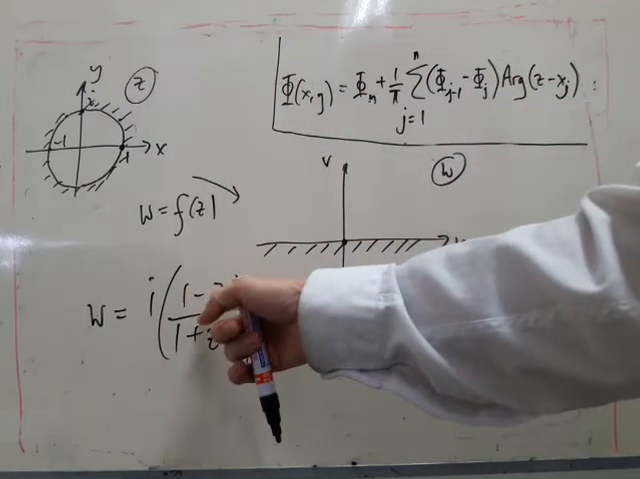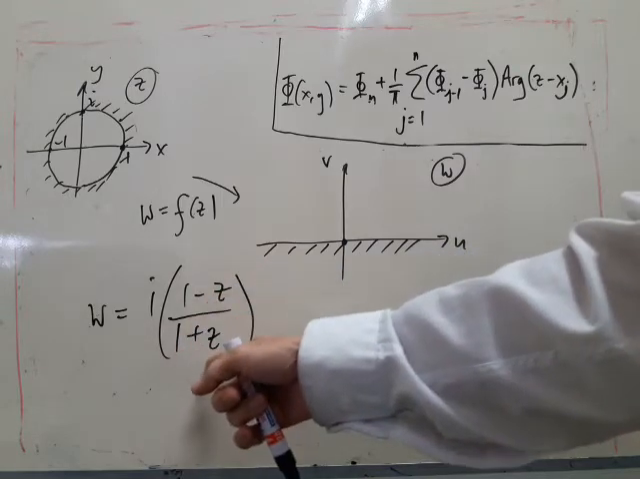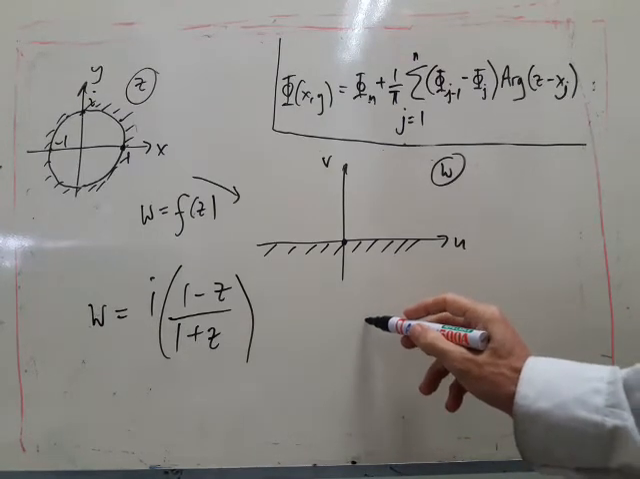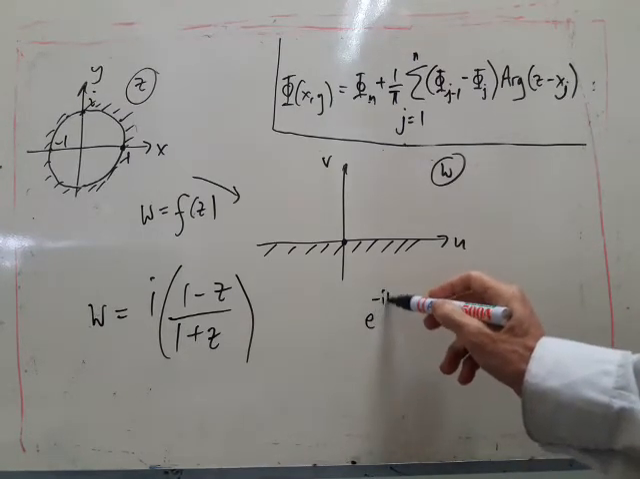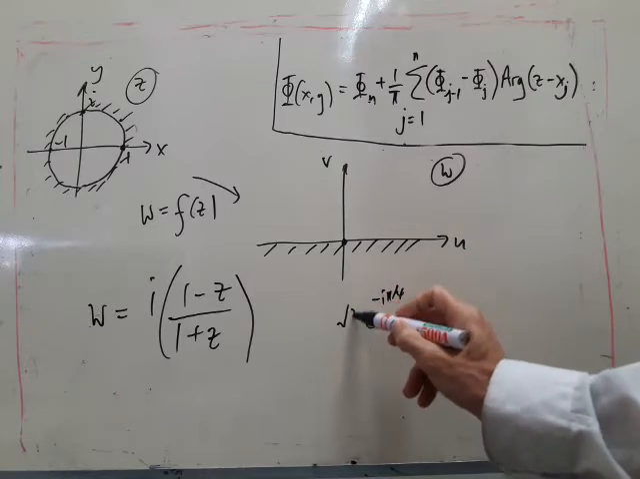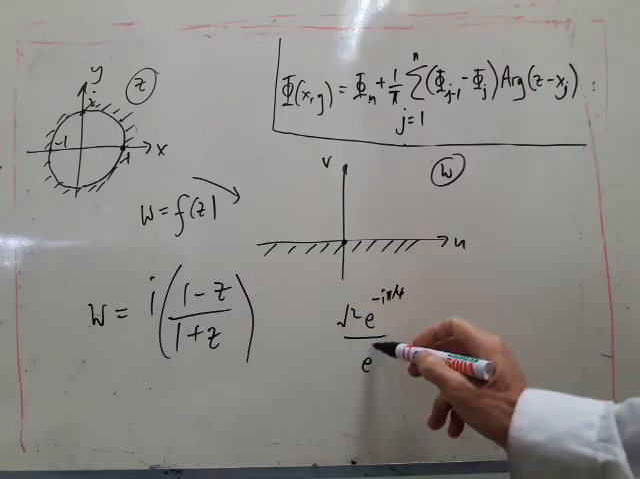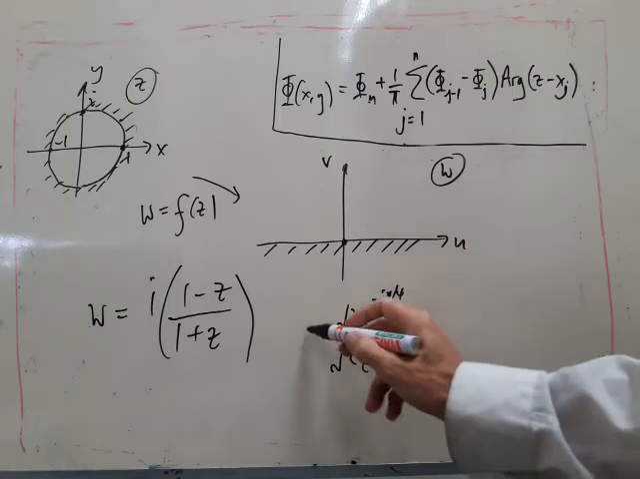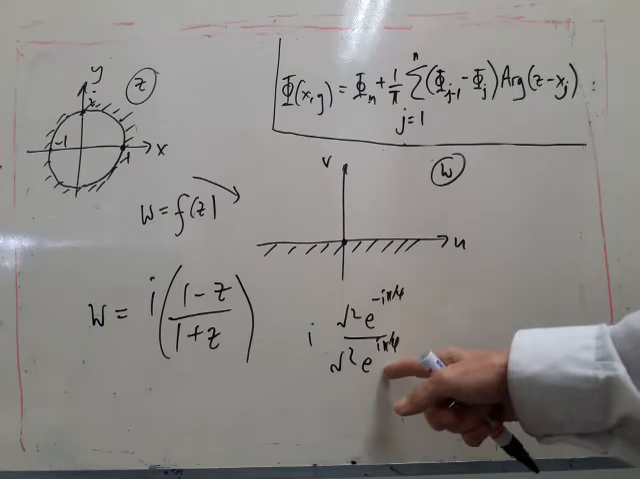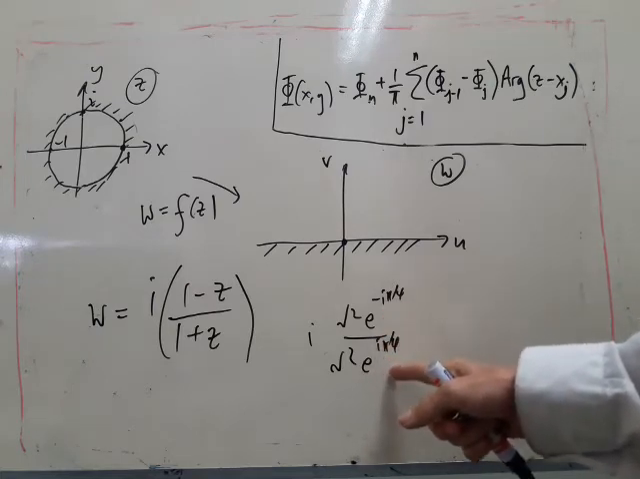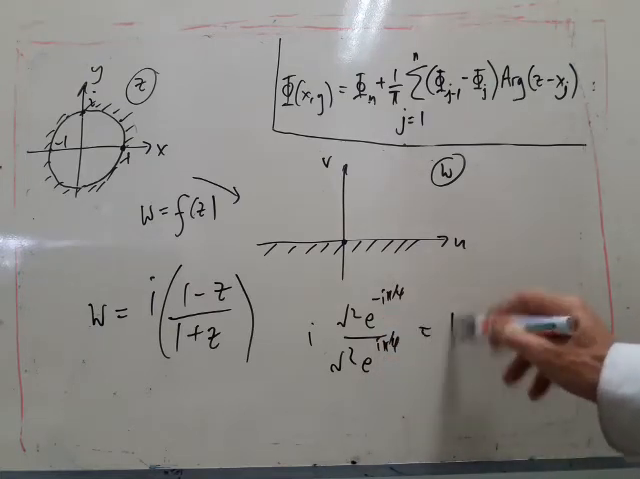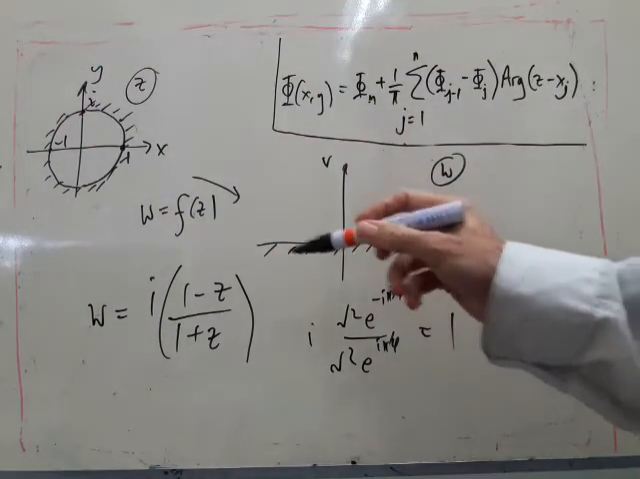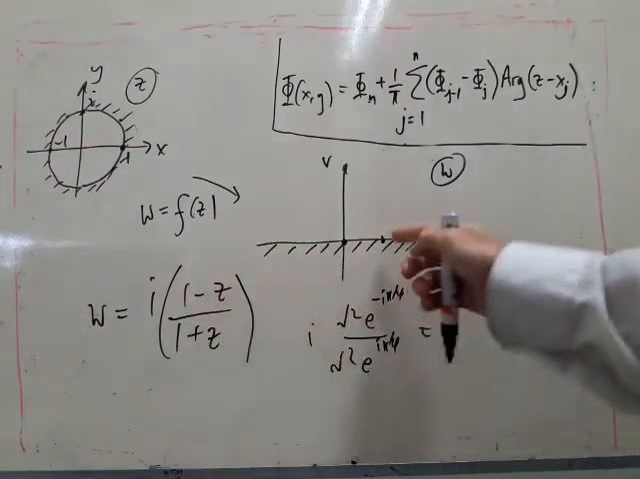So that's (1 minus i) divided by (1 plus i). So writing that in polar form, that's e to the minus i pi by 4 times root 2, divided by e to the plus i pi by 4 times root 2, and then times i. So that's going to give e to the minus i pi by 2, which is minus i, which times i is 1. So this gets mapped to 1, and minus 1 obviously gets mapped to the point at infinity.